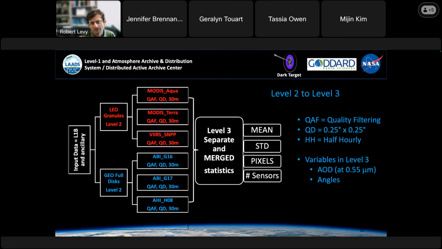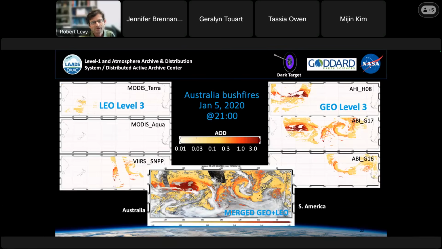So that's what our plan was for level 2, level 3. And so here's one example. And you can see, if you remember the level 2, the level 3s look pretty much identical because they're just on 1/4 degree by 1/4 degree grids. But these are gridded now. And here's a joint product.